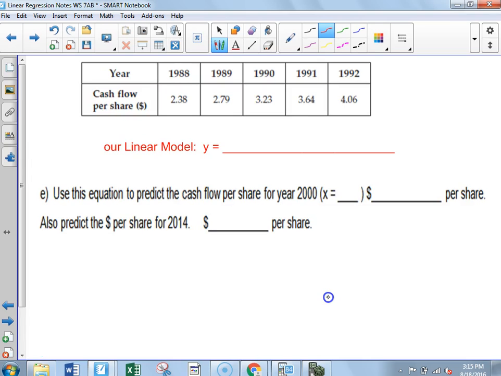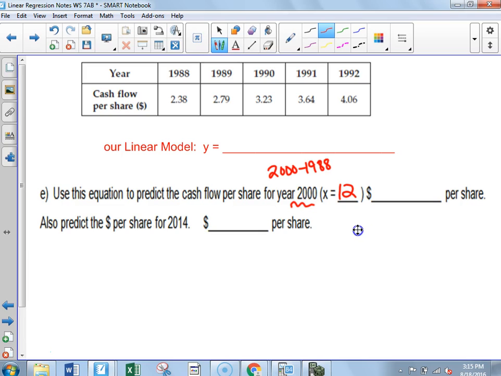Okay, I'm moving on to here. We need to predict using that value. We're supposed to predict what's going to happen in 2000. How many years after 1988 is 2000? 12 years. So we need to put a 12 in the equation.